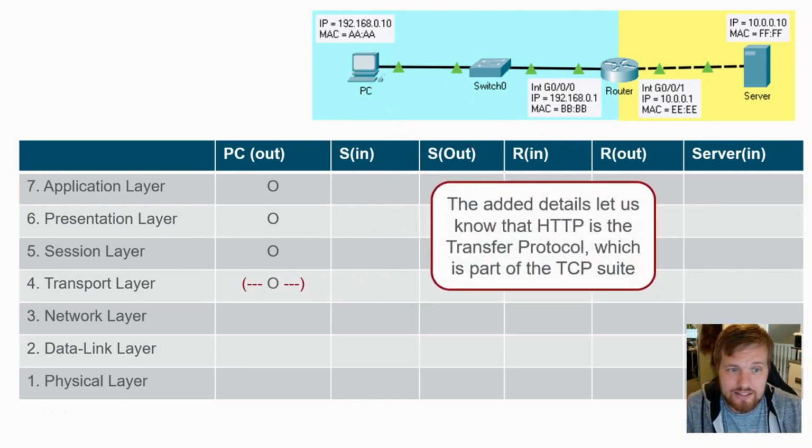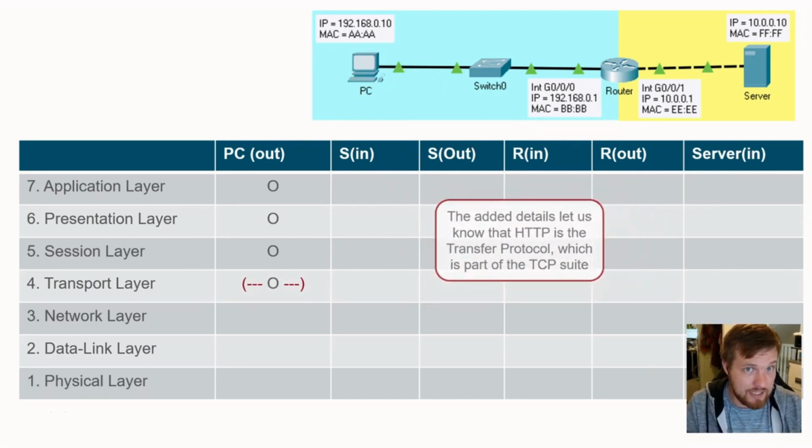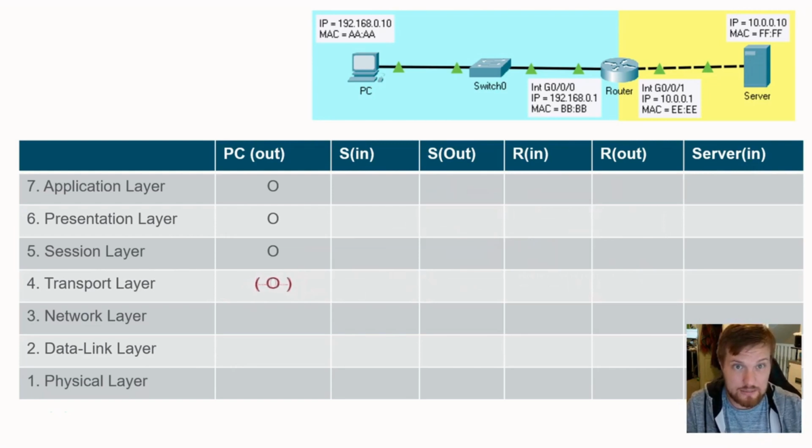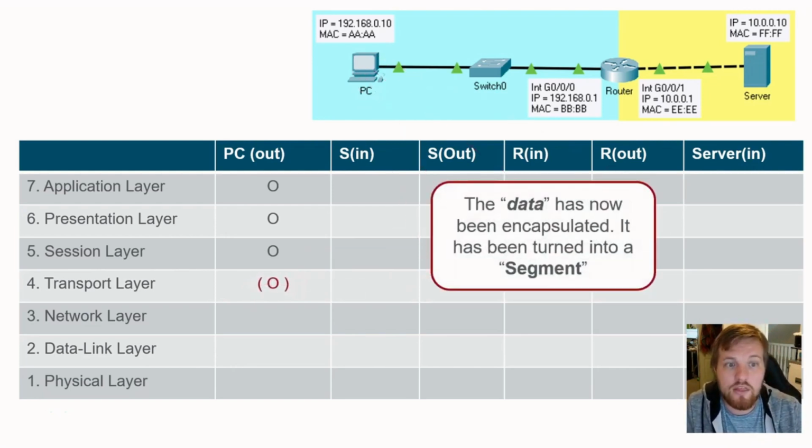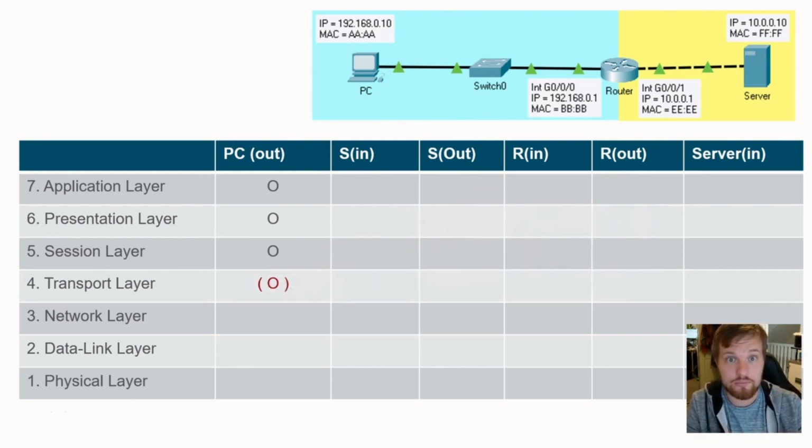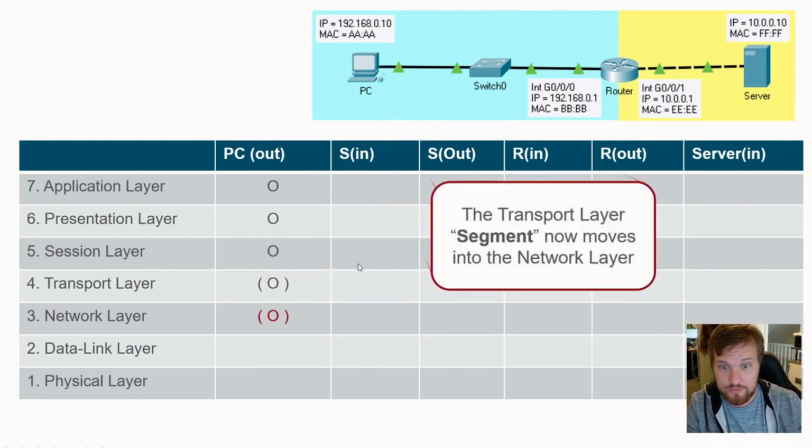So we've now added these details. It lets us know that it's HTTP traffic and that that's part of the TCP suite. That data, the 0, has now been encapsulated with this information and becomes a segment. So that's what it's called at this transport layer.